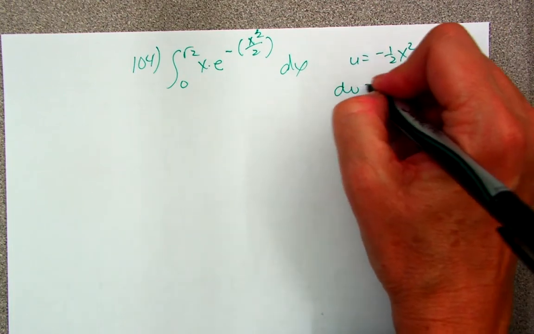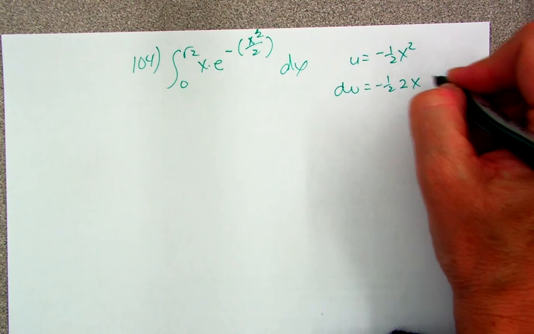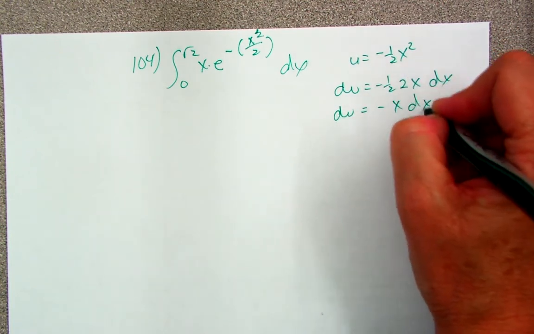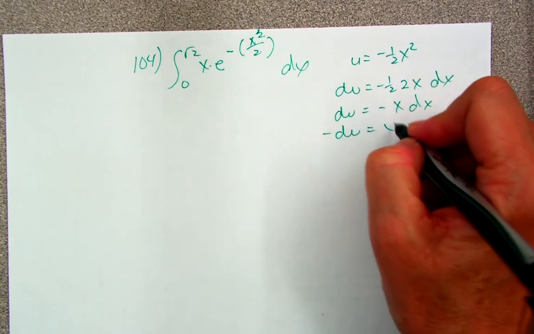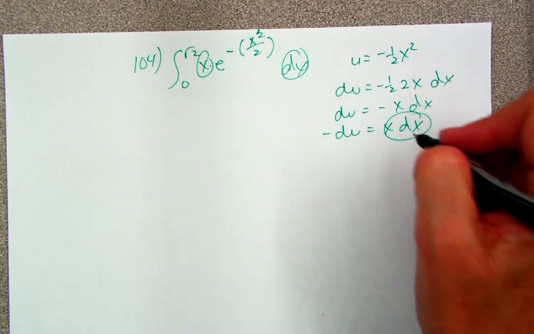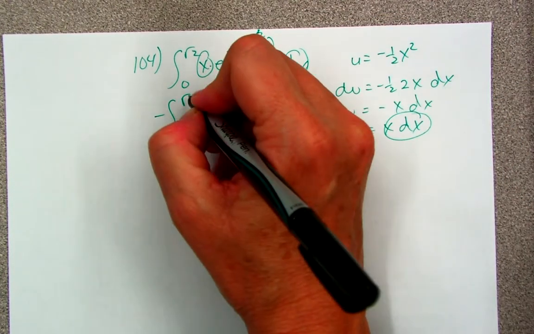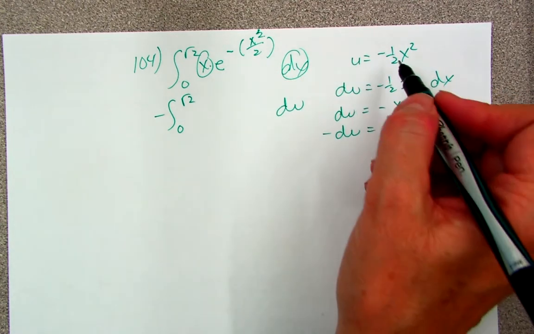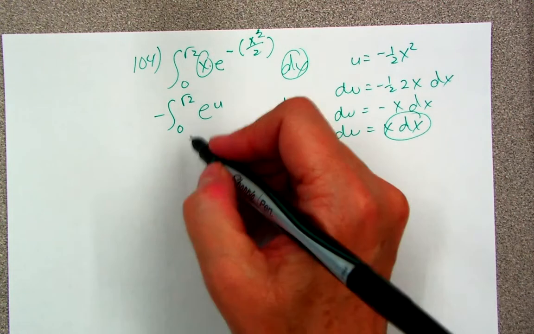So let's take the derivative. What would that be? Negative 1/2, bring down the 2, reduce the power, dx. Negative x dx. Oh, I do need that x gone. I don't need that negative. So x dx, that's this, and this can be replaced with a negative du. Okay, let me do that. And then this is already e to the u. Now I'm going to go ahead and integrate that.